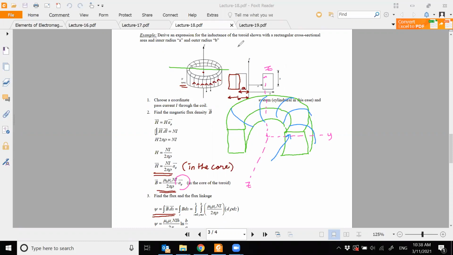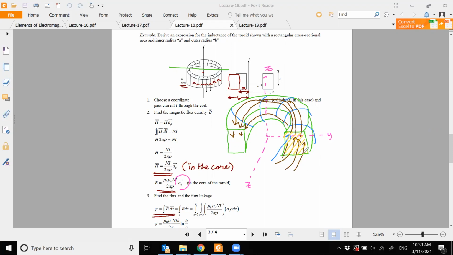Oh, I should not say a rho. A phi, sorry. So it will be in this direction. It will be going in this direction in the core. See? It will be like this and coming out from here. So this is your magnetic flux density. So your cross-section area is the rectangle.